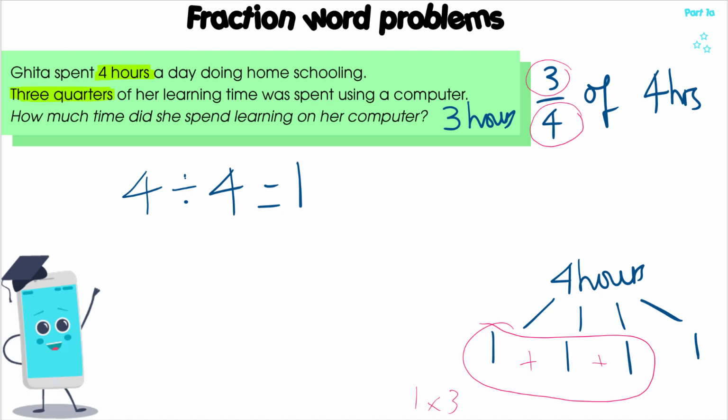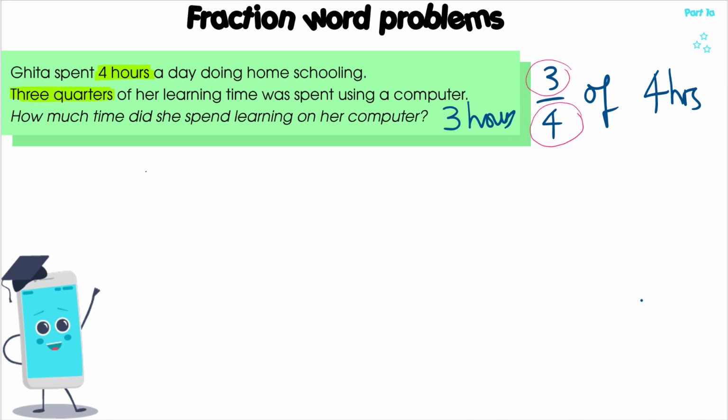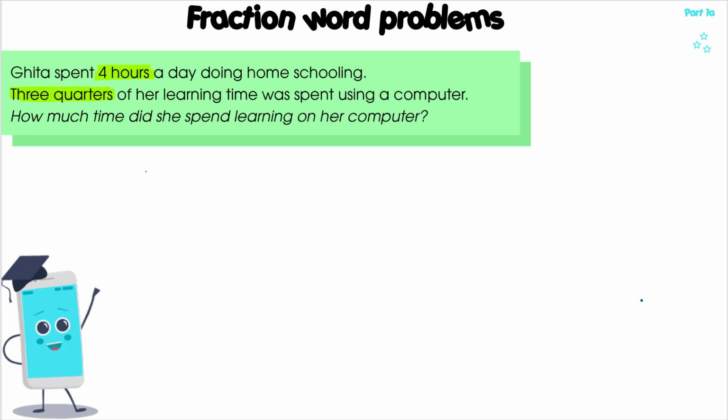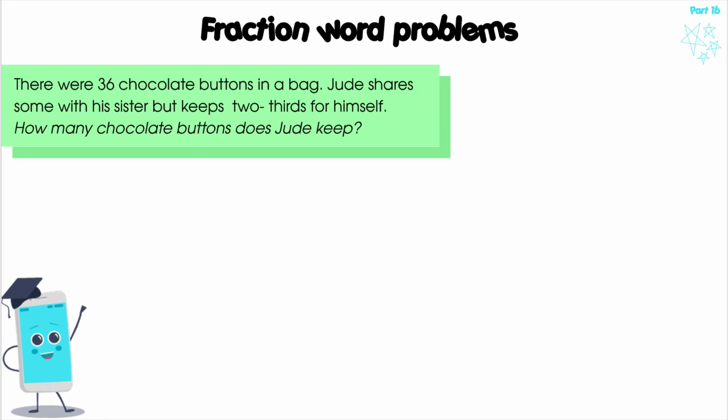Okay, you are now ready to have a go at part 1A on the worksheet, or you may want to carry on watching the video where we go on to slightly harder questions, which will help you with part 1B of your worksheet if you want to have a go at that bit. Okay, there were 36 chocolate buttons in a bag. Jude shares some with his sister, but he keeps 2/3 for himself. How many chocolate buttons does Jude keep?